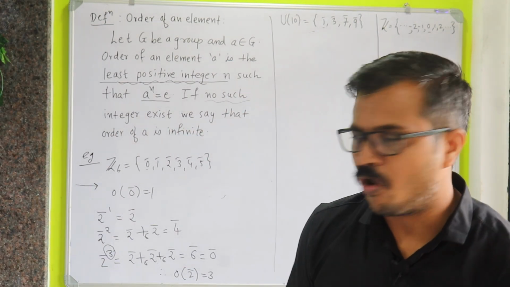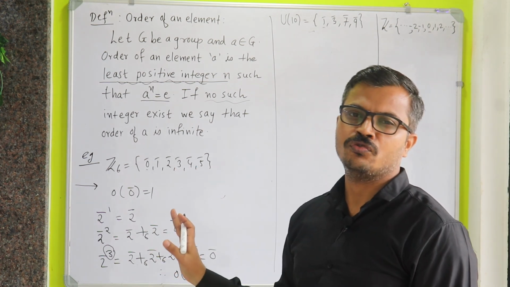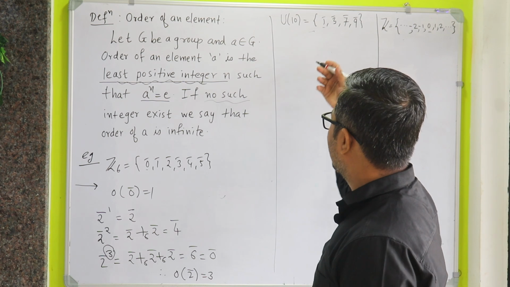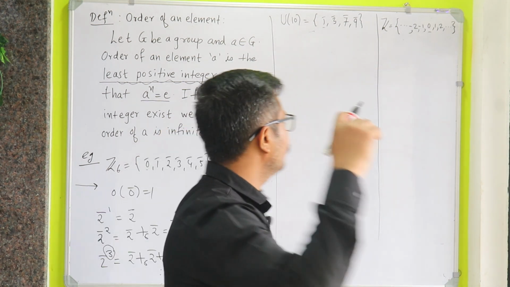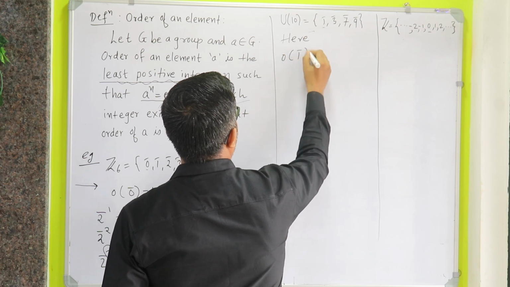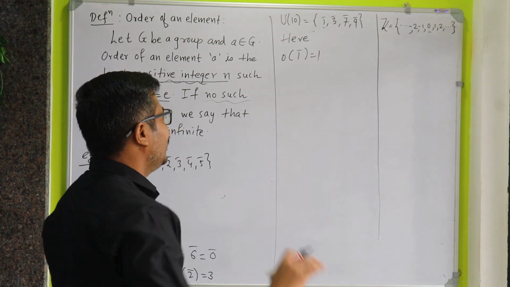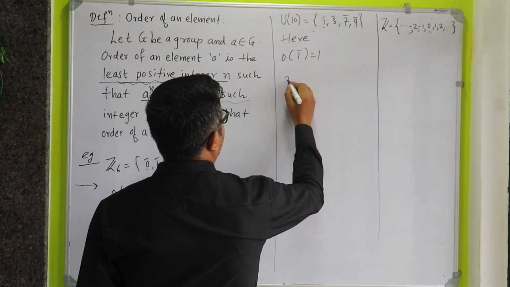Similarly, we can find the order of the rest of the elements of Z6, which I'll leave to you. Now moving towards the next example. Here as well, the order of 1 bar is going to be 1, as it is the identity element. Now let us try to find the order of 3 bar.